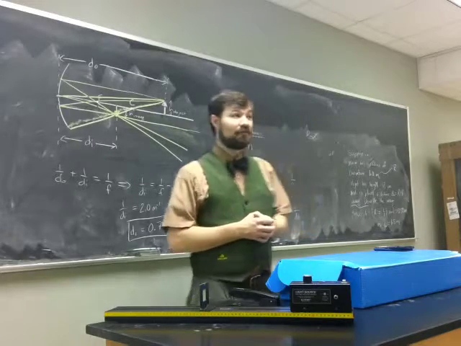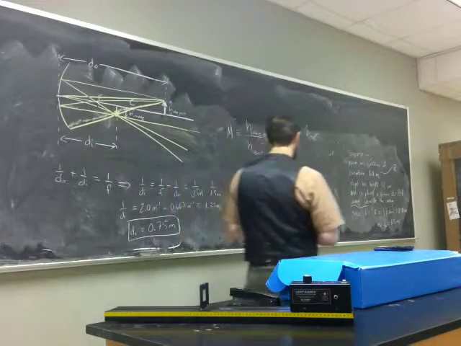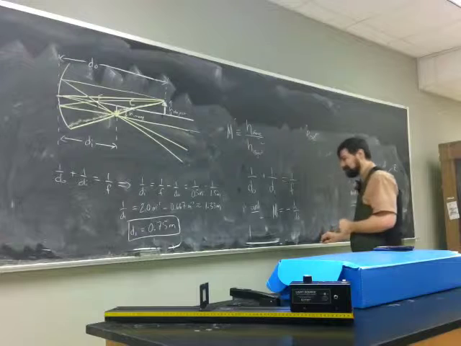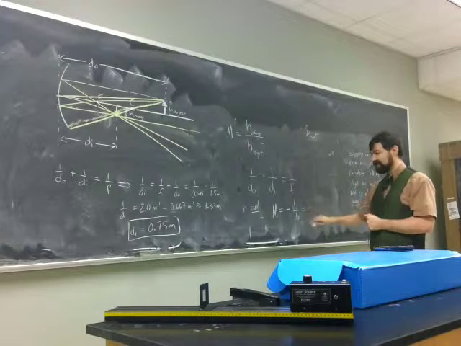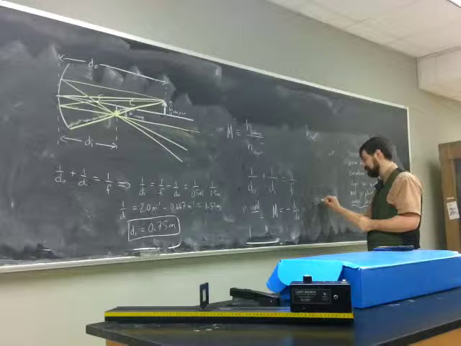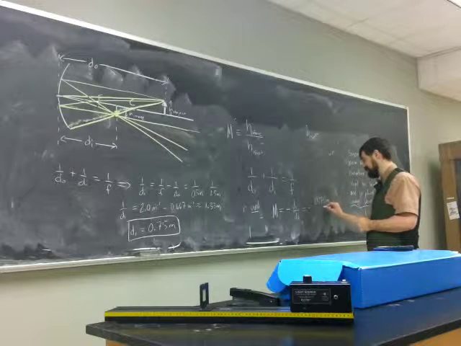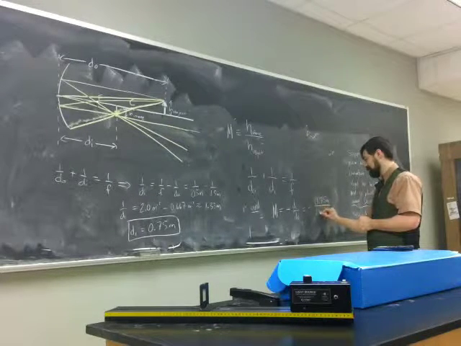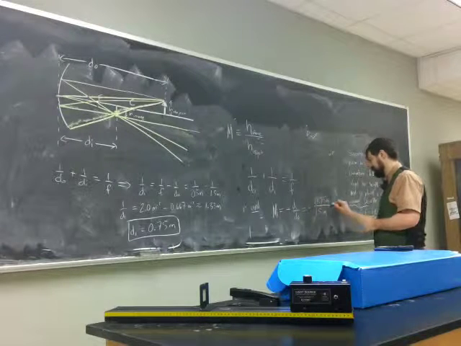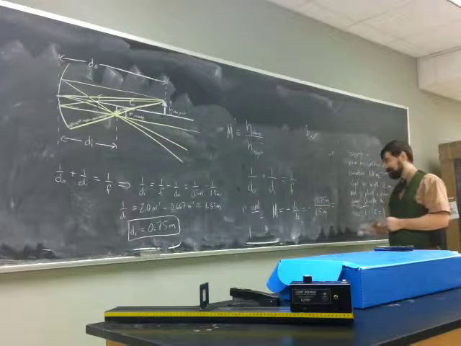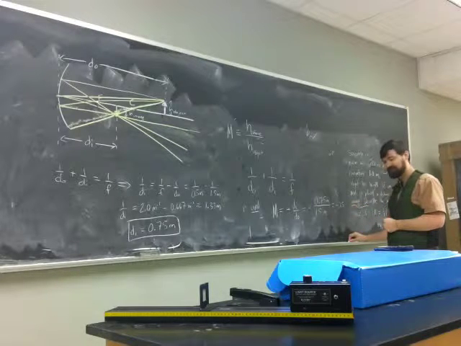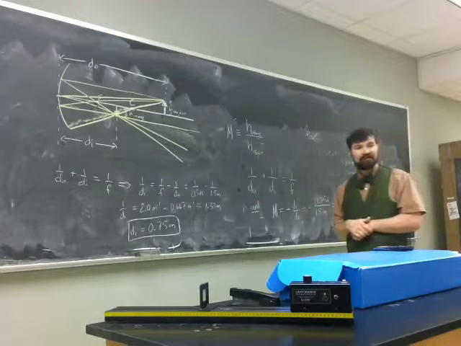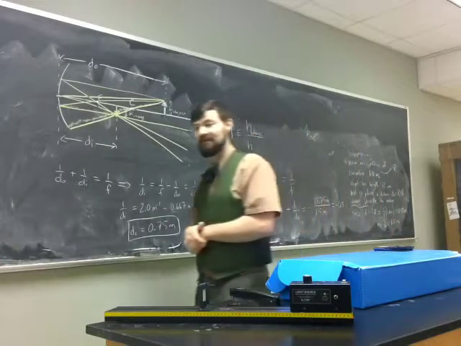Now we need to know what the magnification factor is. Well, the magnification factor should be negative DI over DO. Well, that would be negative of 0.75 meters divided by 1.5 meters, or in other words, negative half. So it's half as big as the object and it's inverted.